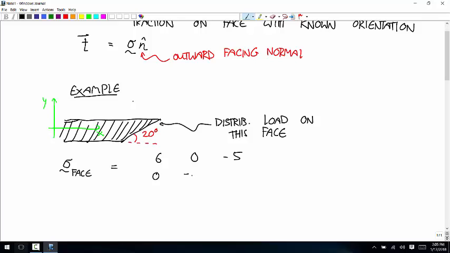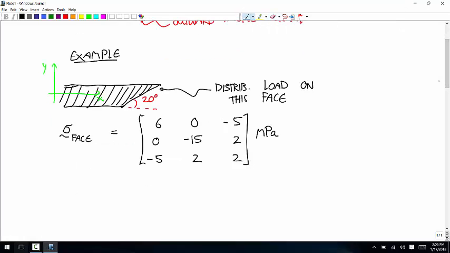So 0, negative 15, 2, negative 5, 2, 2. And these are in megapascals. What's the traction vector for points on that face?